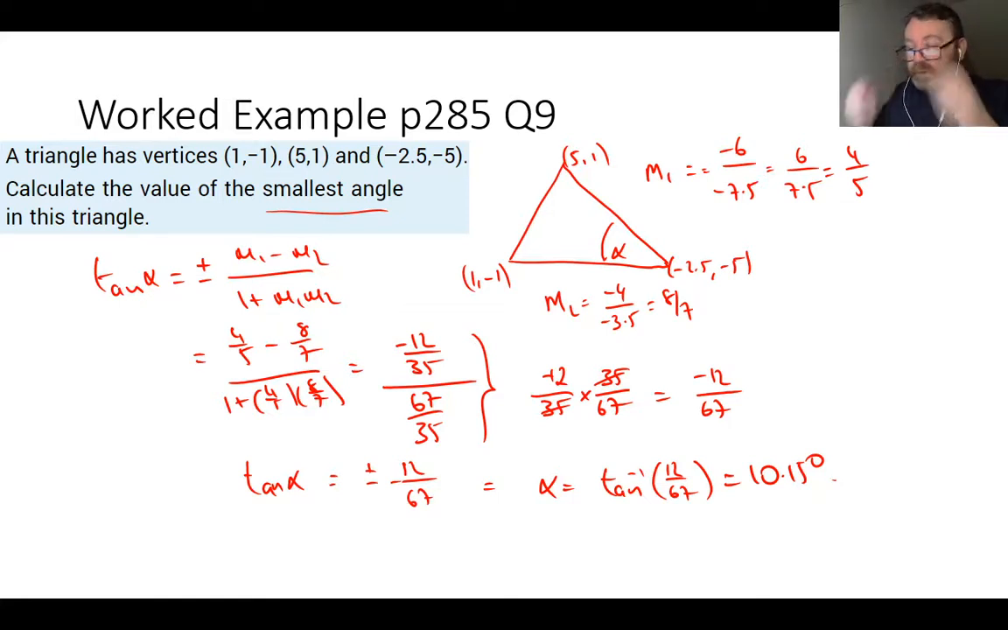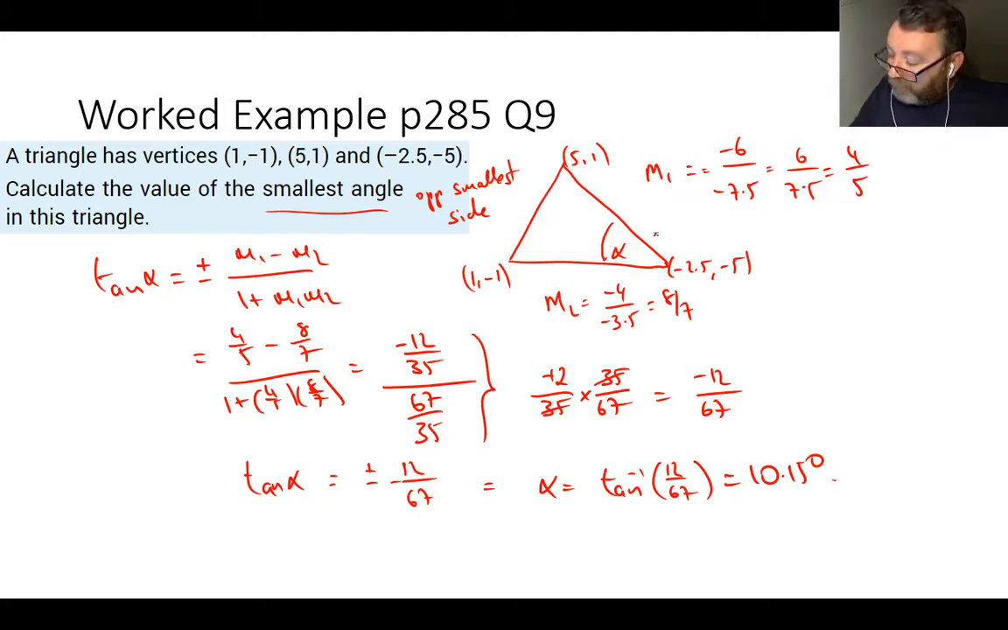So again, what did I do? If you're asked to calculate the value of the smallest angle, it is always opposite the smallest side. See that? Always. That's the quickest way for me to do this thing. So I got the lengths of the three sides. I discovered very, very quickly that this line here was the shortest line, so therefore the angle opposite that is the smallest angle, which I called alpha.